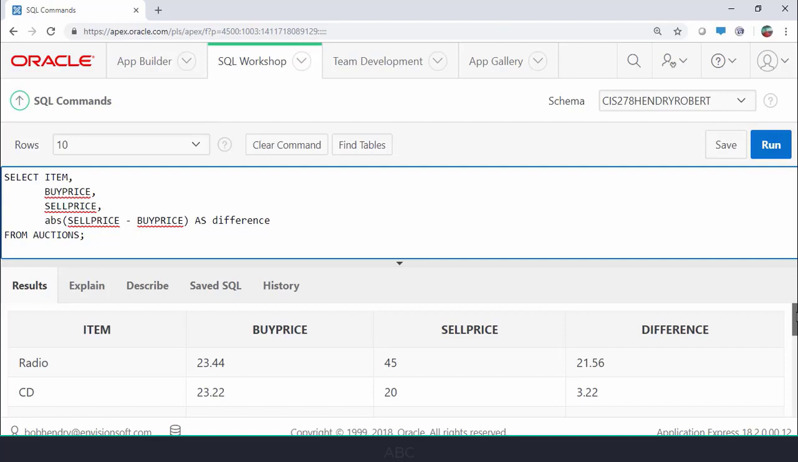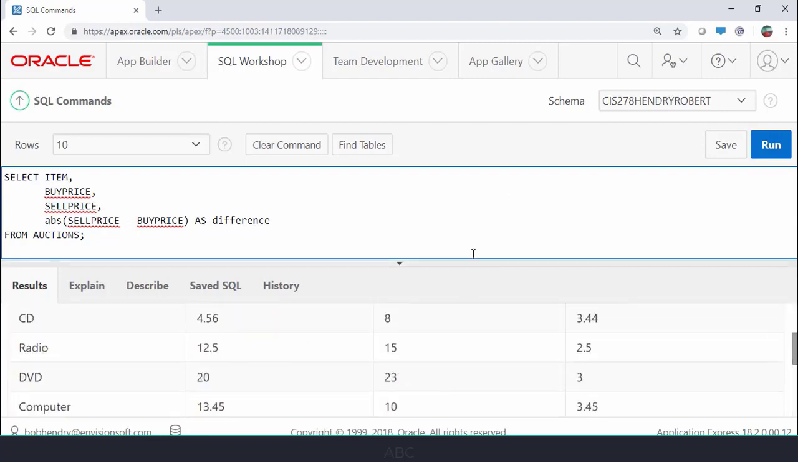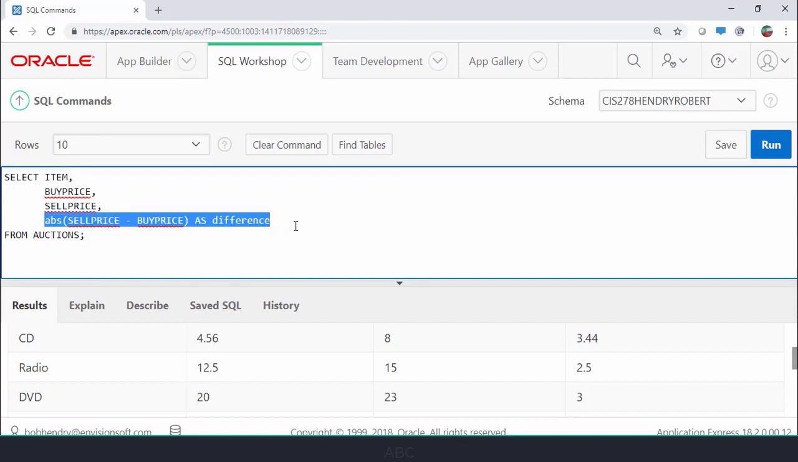All right, now let's go over some miscellaneous stuff here. Let's just say I wanted to look and see all items that sold for less than they were bought. We can say item, buy price, sell price, and I'll say from auctions. And I'm doing miscellaneous stuff here. We're kind of getting out of aggregate functions and just going over some exercises here.